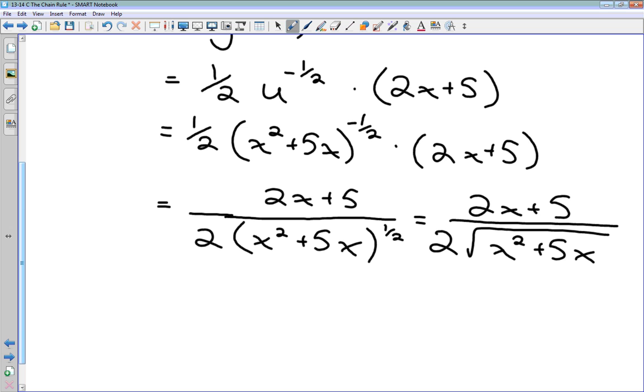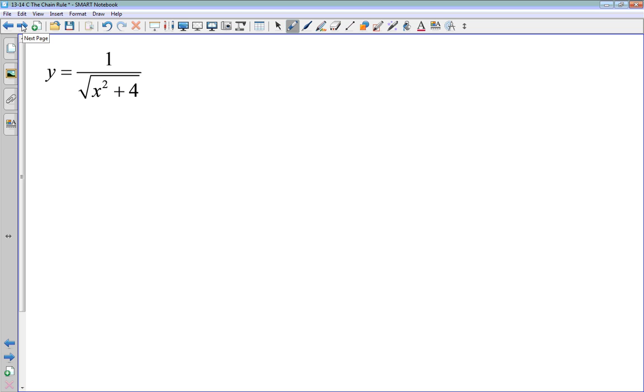All right, let's take a look at another example here. It's pretty similar. Y equals 1 over square root of x squared plus 4. Now, we can do these chain rule questions by writing out explicitly what that outer function g is, what that inner function u is, and then writing out explicitly what the derivatives of each of them are. Okay? And that's a good place to start.